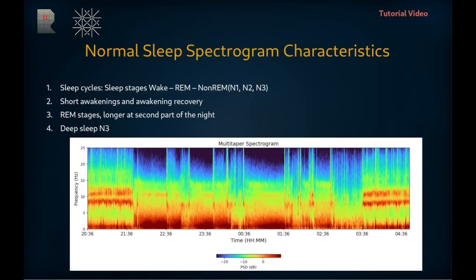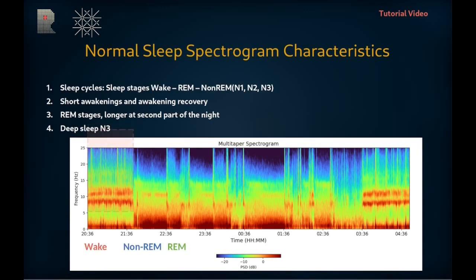Up to this point, we've delved into the characteristics of typical sleep patterns. Now, let's summarize the essential takeaways. These include the occurrence of sleep cycles, brief awakenings and quick return to sleep, and the significance of having REM and deep sleep throughout the night. By examining the spectrogram, we can extract information regarding the patient's sleep stages throughout the entire night, thus providing insight into the patient's normal sleep.